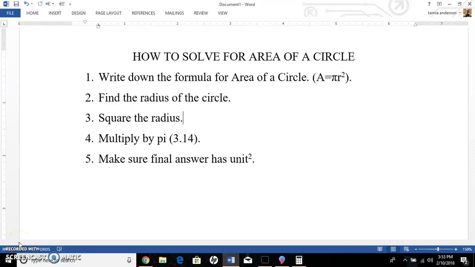Hi everyone. So today we're going to learn how to solve for the area of a circle. It starts off with these 5 steps. First, you're going to write down the area formula, which is A equals pi r squared.